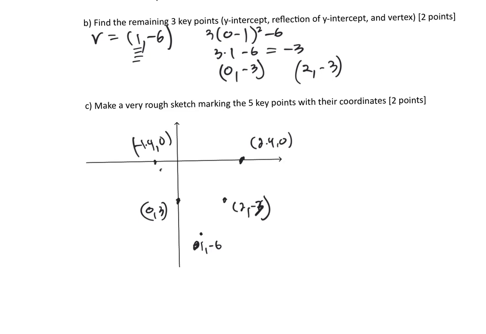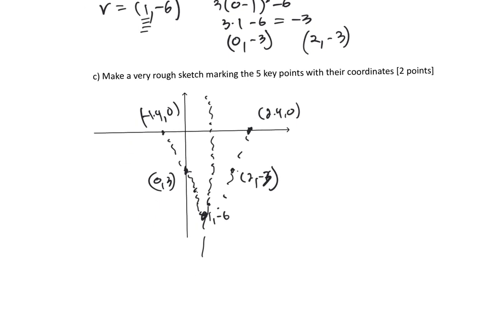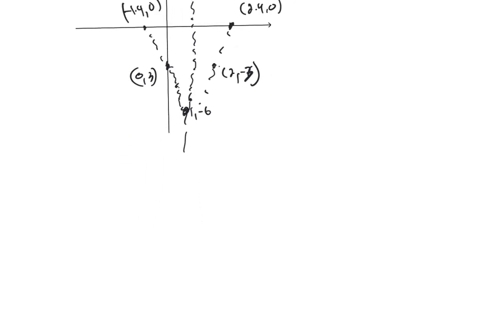And so that gives us sort of a rough sketch of this. And again, our axis of symmetry goes right through this point here. And our reflection of the y-intercept is just on the other side of the axis of symmetry. Okay.